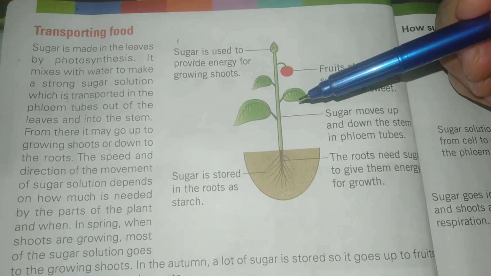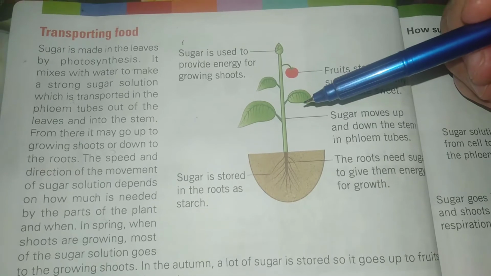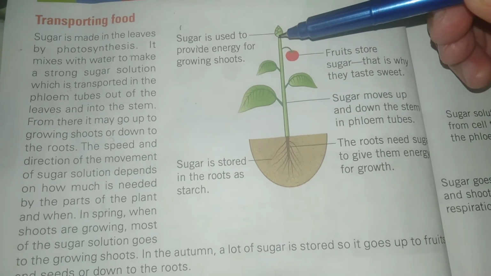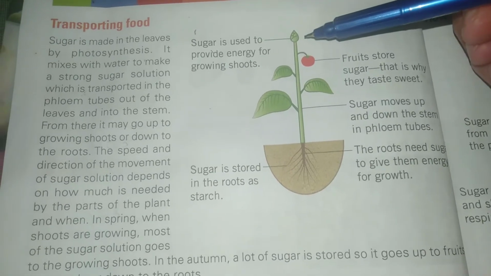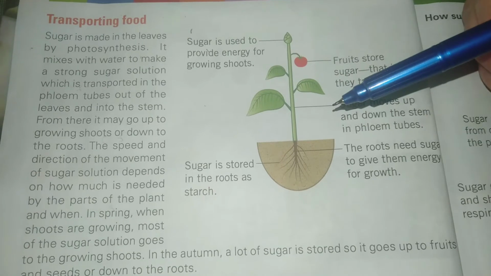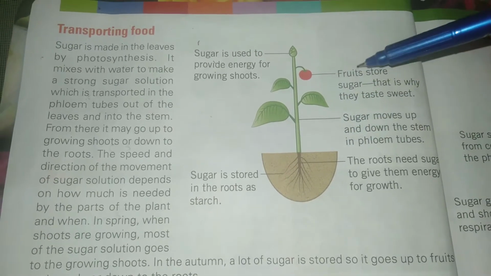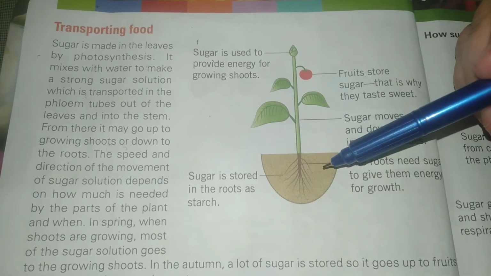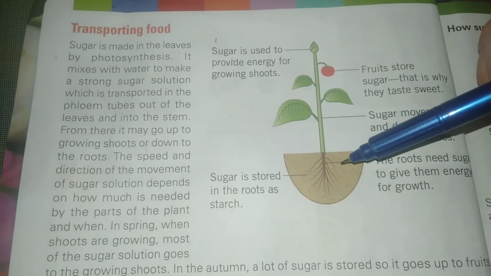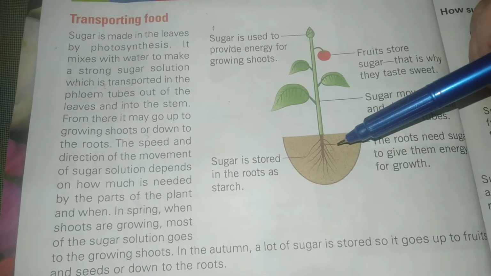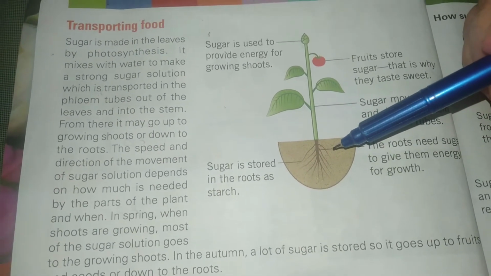In spring, when the shoots are growing, most of the sugar solution goes to the growing shoots so as to provide energy for the growing shoot. And in autumn, a lot of sugar is stored, so it goes up to the fruits and seeds and down to the roots. The examples of the roots that have stored food are radish, carrot, beetroot, etc.